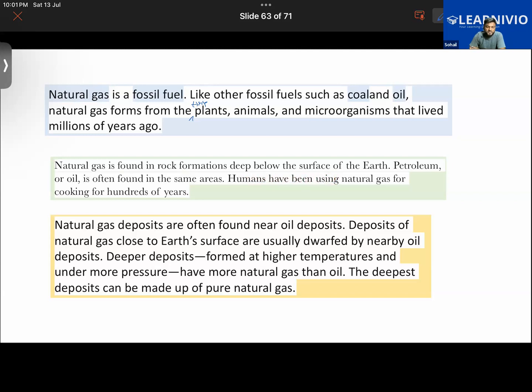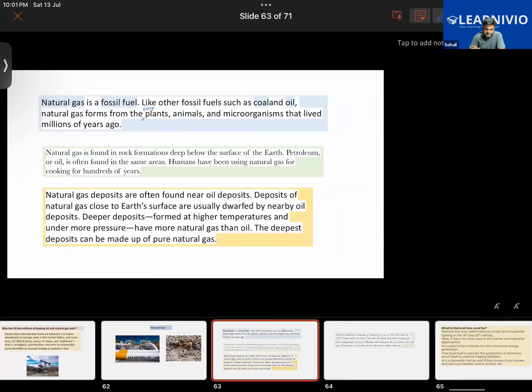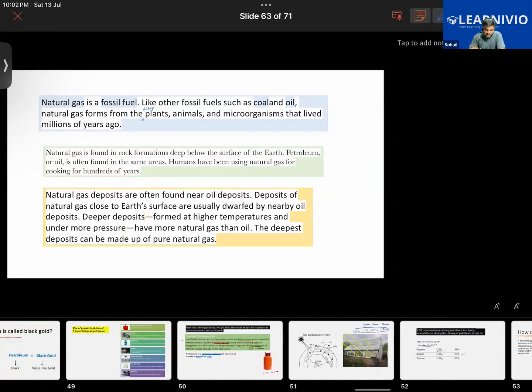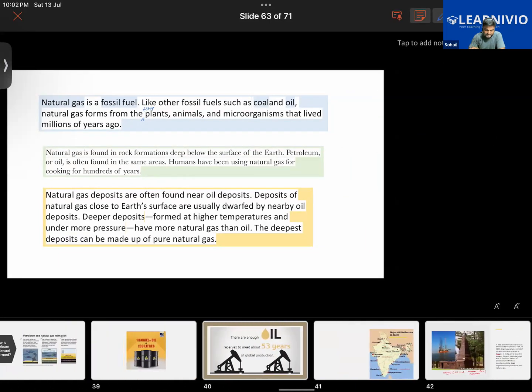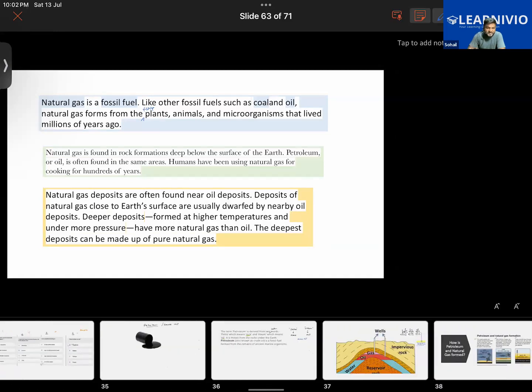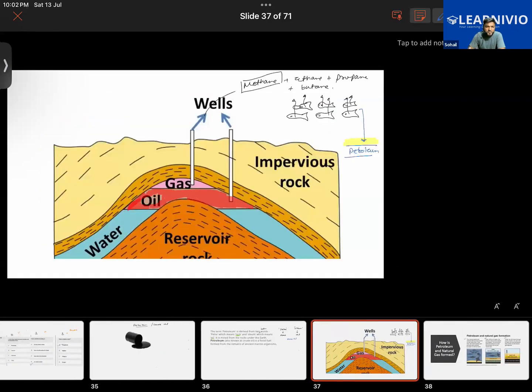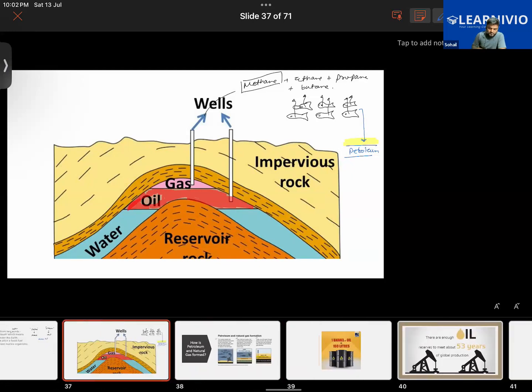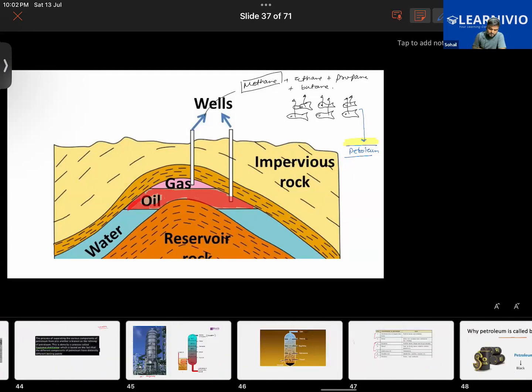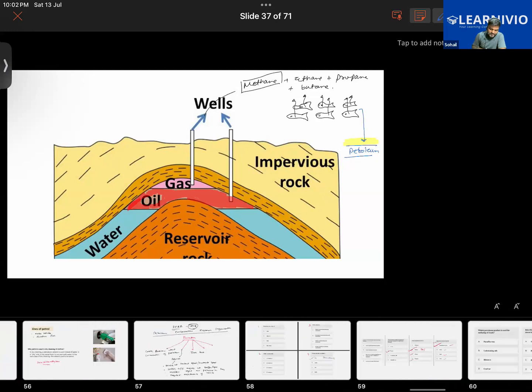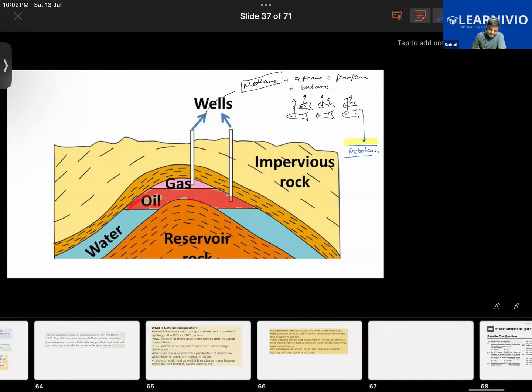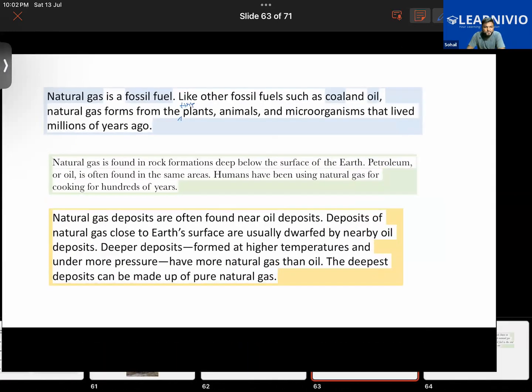And also, as you have seen in this image, many times petroleum and oil would be found at the same place, as you can see over here. The amount will vary, but usually it is found at the same place.